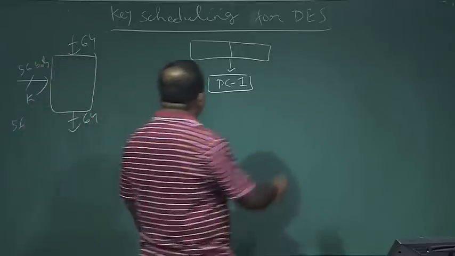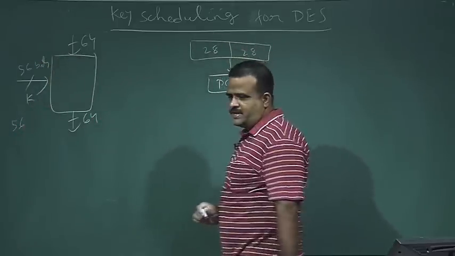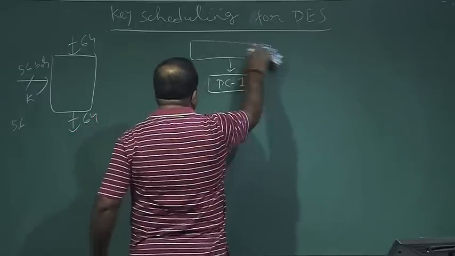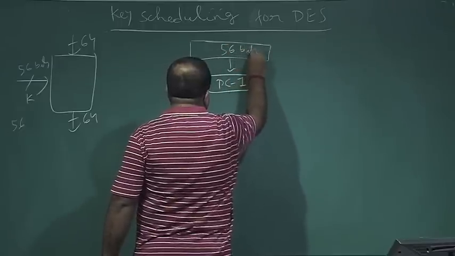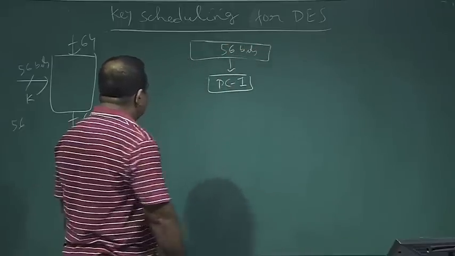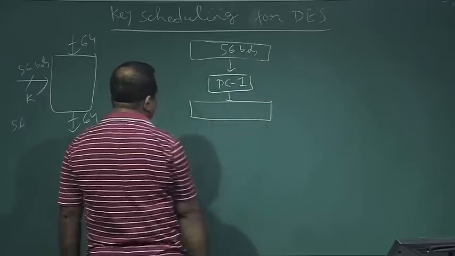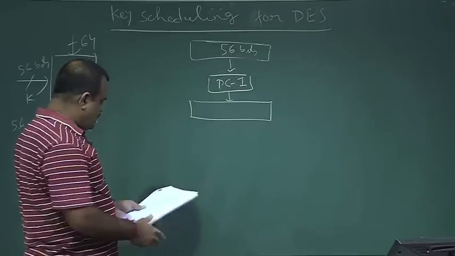So 56 bit means this is 28 bit, 28 bit. So the total is 56 bit. We apply a permutation on this. We don't partition first; this is a 56 bit number, a 56 bit effective key. So we apply a permutation, just a shuffling, and it will again be a 56 bit output. We will come to what PC1 is.